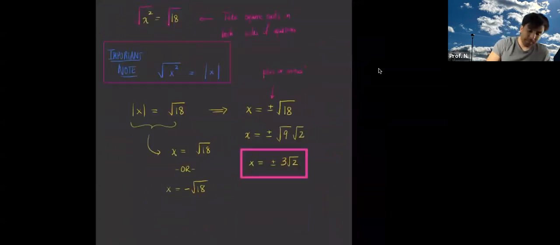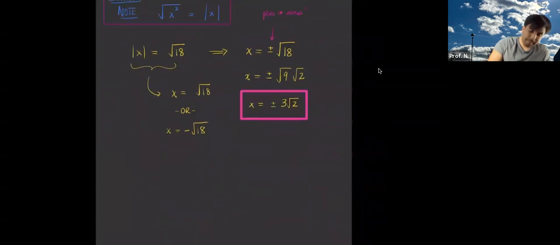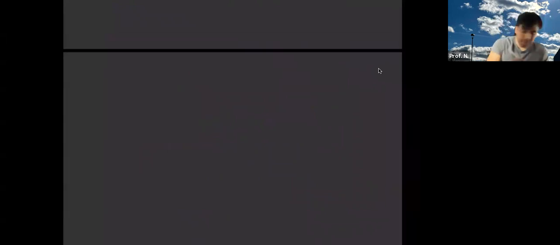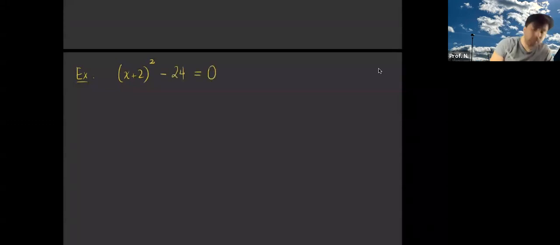I'll give you another example. How about if I have x plus 2 squared minus 24 equals 0. You see, something like this, quadratic. It's a quadratic equation because of the square term. But it's not written in a trinomial x squared plus x plus constant. It's not written in ax squared plus bx plus c form.